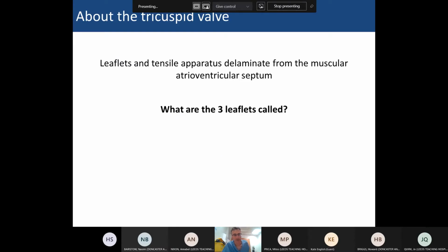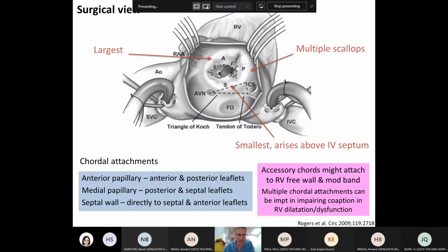So just a little bit about the tricuspid valve to start with. In terms of its development, the leaflets and the tensile apparatus delaminate from the muscular atrioventricular septum. That's how it comes into being. And there are anterior, posterior or inferior, and septal leaflets. If you're a surgeon looking down at the tricuspid valve on the operating table, you'll see the three leaflets in this position. You're superior here because you've got the SVC with a cannula in and the IVC with a cannula in, and this is what you're looking at.